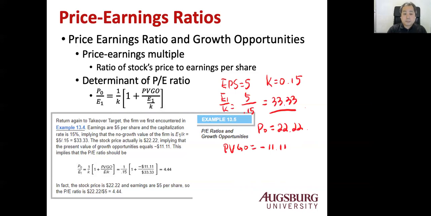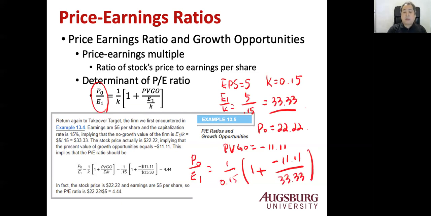So if you plug into this formula, the PE ratio equals 1 over 15 multiplied by 1 plus PVGO, which is negative 11.11, divided by $33.33, and it's going to be 4.44 times. Okay, so that's the PE ratio of this stock.